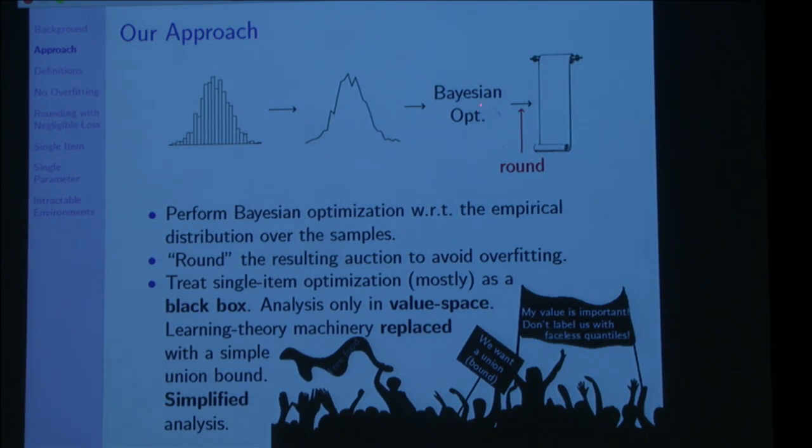We treat everything basically up to this point as a black box. Our analysis is only in a value space. It's a simpler analysis than previous papers. We don't need pseudo dimensions or VC dimensions or whatever. We simply have a union bound that's enough for us. So it simplifies the analysis, and that's it.